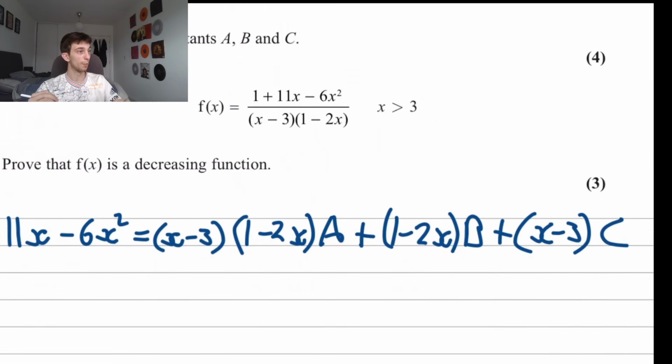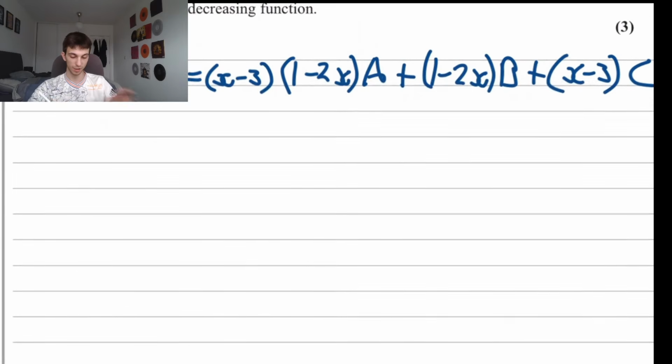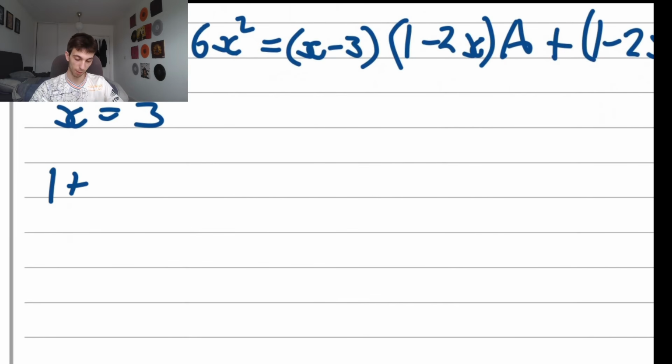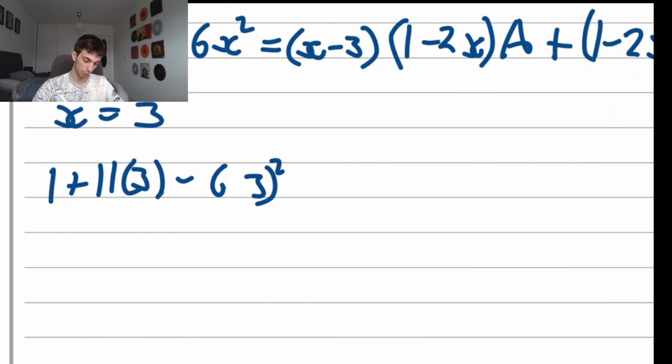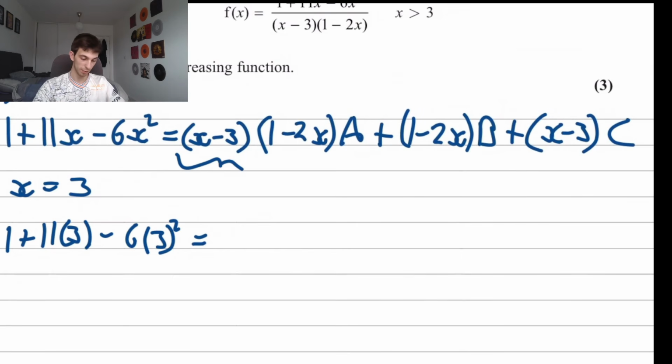So now we have to make appropriate substitutions of x into this to find the constants a, b, and c. First things first, let's sub in x equals 3, because this will cancel out quite a few of our brackets. So x equals 3 on the left-hand side, we have 1 plus 11 times 3, take away 6 times 3 squared. This will be equal to, we plug in x equals 3, this x minus 3 and this x minus 3 will both be equal to 0.